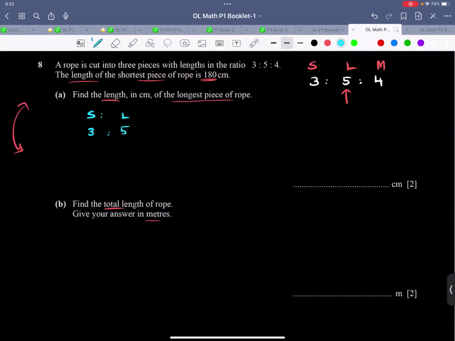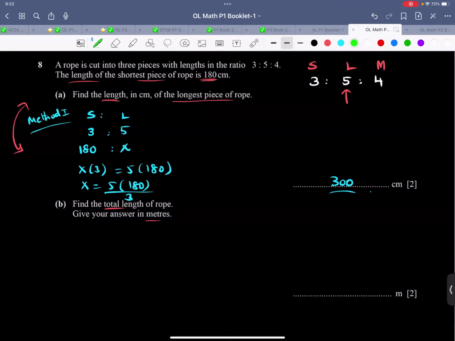And the shortest is 180. The longest is, let's write this thing as x. So x into 3, 5 into 180. Therefore, x is 5 into 180 divided by 3. 180 divided by 3 is 60, 5 into 60. That's 300 centimeters. That's the answer. Let me write this as method 1. And method 2, I'll write when I have solved the second part.